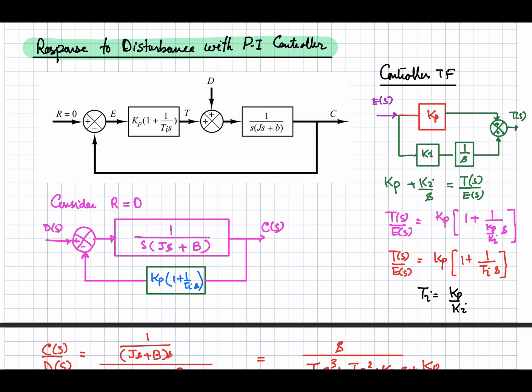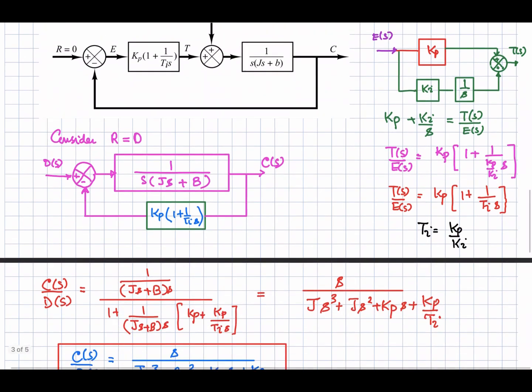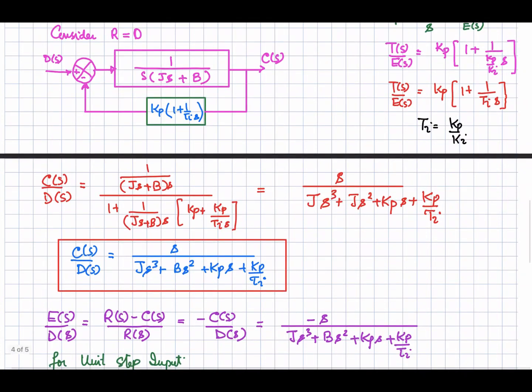Okay, so now if I want to look at the response because of the disturbance, I will consider this input 0. So considering it equal to 0, the net transfer function from D to S will be given by this block diagram. Now finding out the net transfer function, it's a feedback system, so G of S divided by 1 plus the loop gain. Simplifying that, we will get this expression, that is Cs over D of S. So we have this transfer function relating the output with the disturbance input.